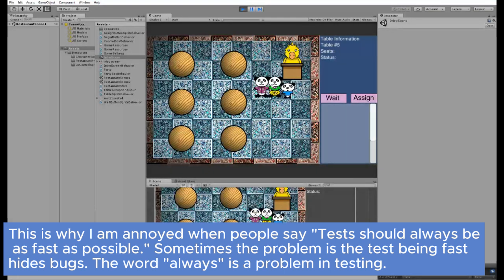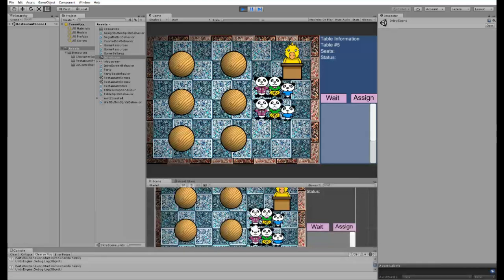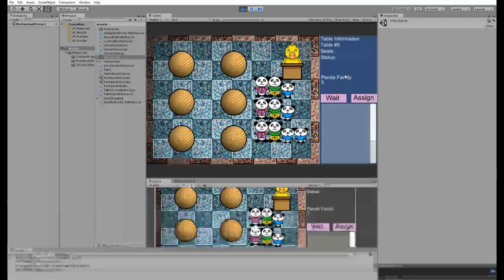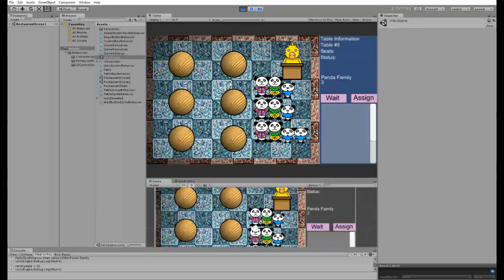But the moment these guests arrive in the restaurant, it stops updating the table information and just updates the family information. That was only found because the timing of when I did the test happened to be after these little panda families came in to wait in the restaurant queue.